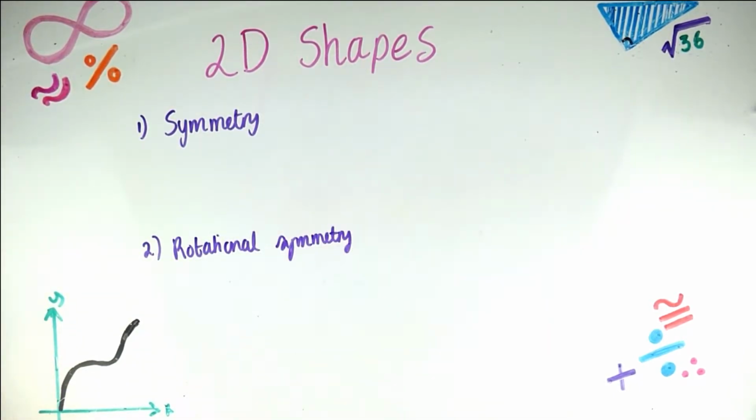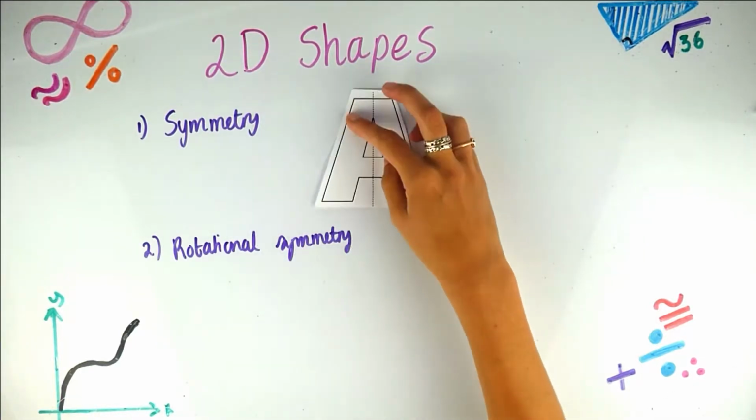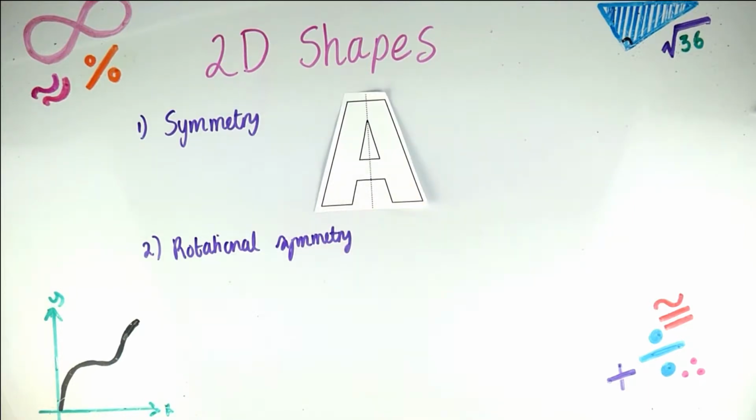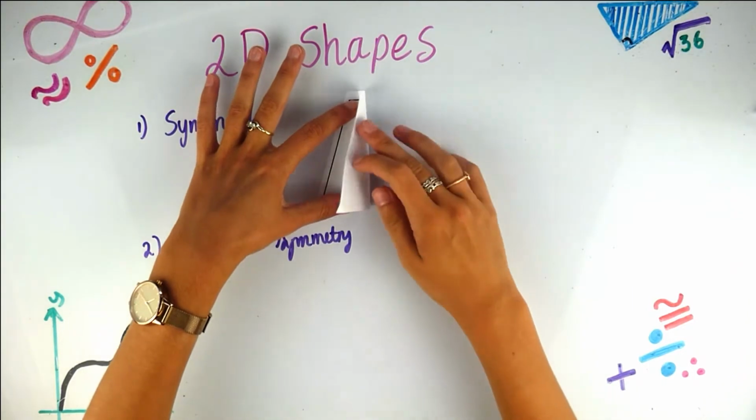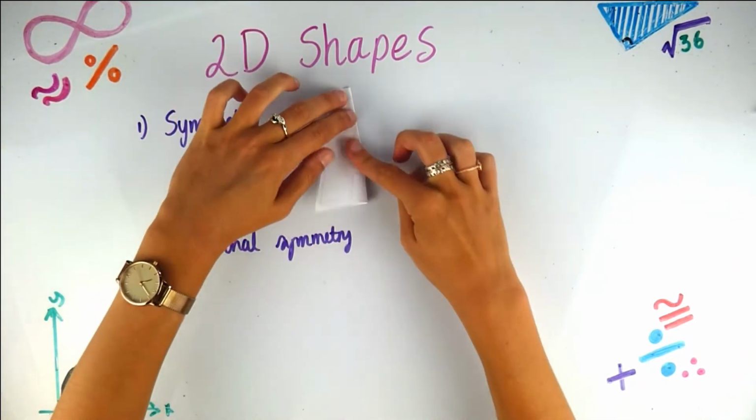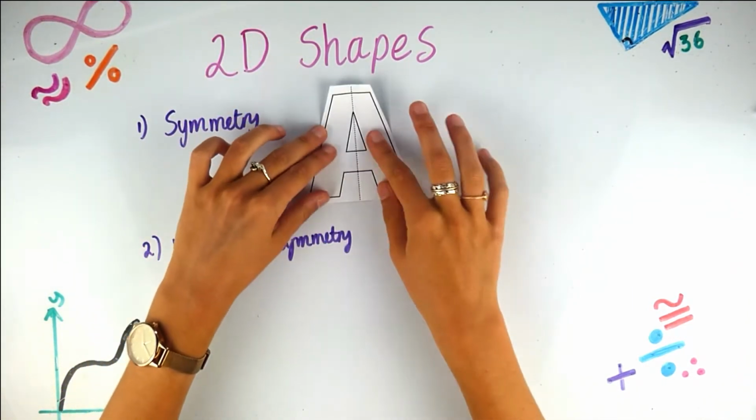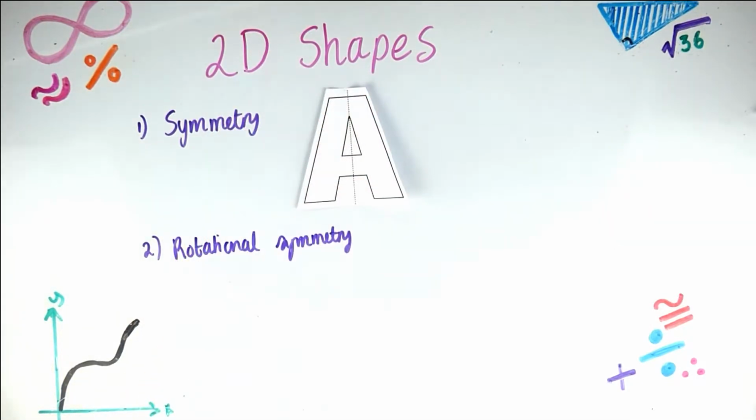So symmetry is a term that you might have heard of before. I have an example of symmetry here. This is the letter A, capital A, and it is symmetrical. That dashed line there shows the line of symmetry, and that is the only line of symmetry in this shape. That is because I could fold it along this line and it would give me exactly the same thing. So that letter A has one line of symmetry.